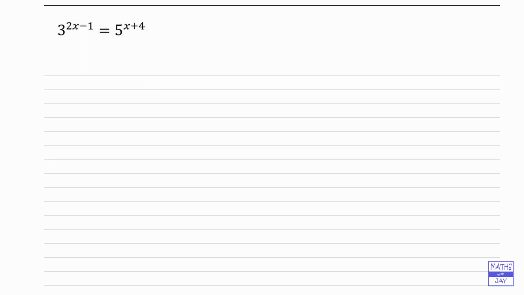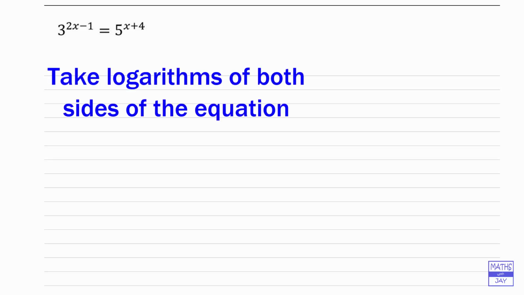We're going to solve this exponential equation, and the tricky thing about it is the unknown x is on both sides. So we start off in the usual way. When we've got an exponential equation, we take logs of both sides.